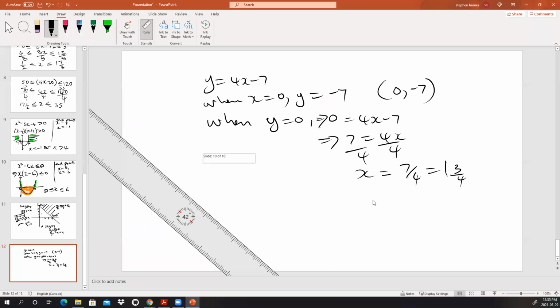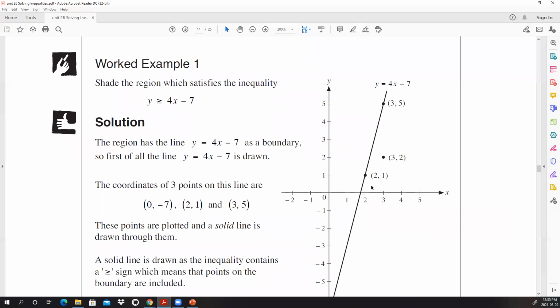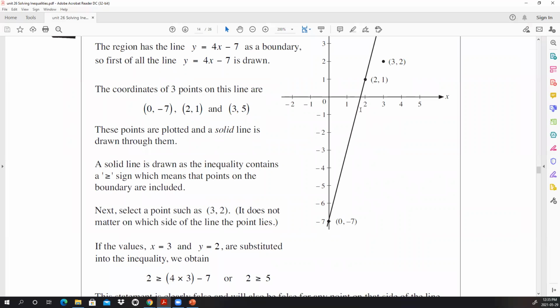So the coordinate that you're working with is 1 and 3 over 4, or you can just say 1.75, since I'm going to put it on a graph, sometimes it's easier for me to think in decimals here, and 0. So when I come back here, I have this point and I have this point, and I just draw a ruler right through.